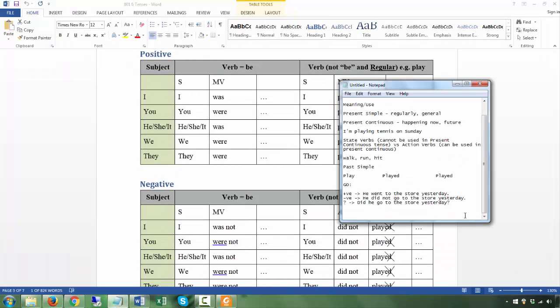Firstly, you have to get to know the tense. Which tense are you using? Which meaning do you need to use? So if it's past simple tense, then after that, first you need to know the tense.